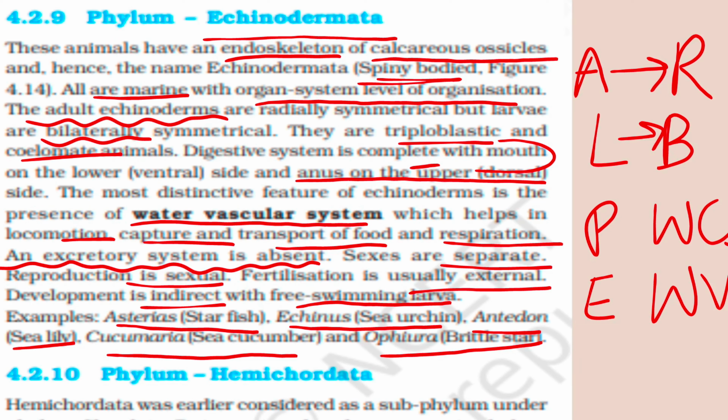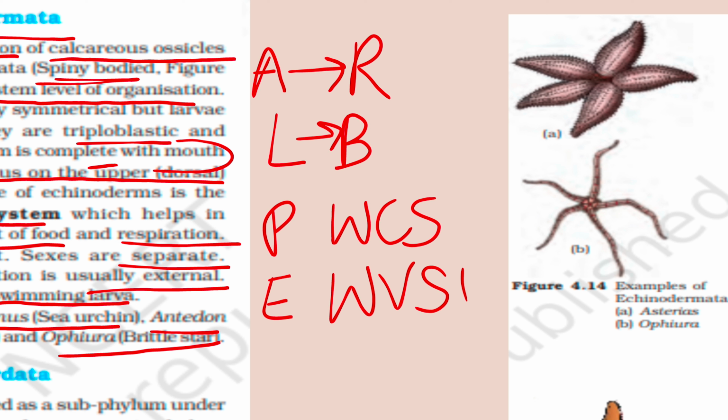I have a suggestion which I will give at last for this chapter. This is the diagram of Asterias, which means starfish, and this is Ophiura, which means brittle star.